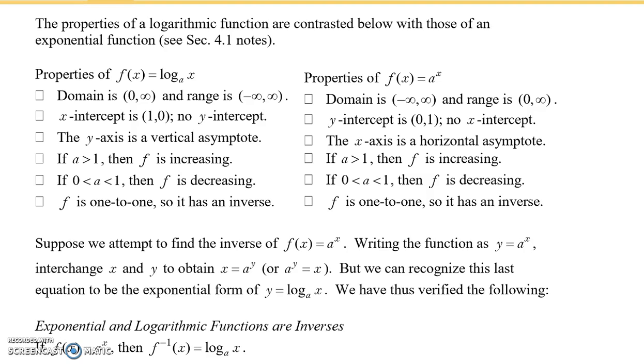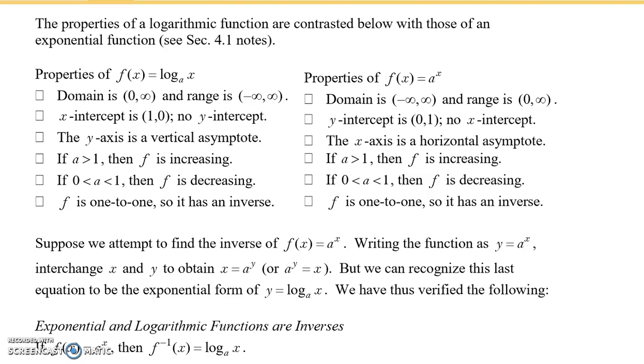So the x-intercept of a logarithmic function is 1, 0. It has no y-intercept. Contrast that with an exponential function, which has a y-intercept of 0, 1, but no x-intercept. For a logarithmic function, the y-axis is a vertical asymptote. We saw for exponential functions, the x-axis was a horizontal asymptote.